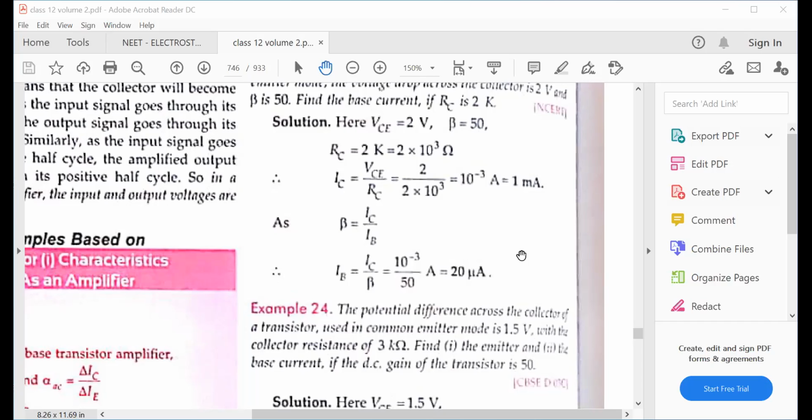Got the answer? IB is 10 raised to minus 5 ampere? Yes, correct. Good. But we need to find the emitter current, so try to find emitter current IE from this relation. Are you getting the answers?